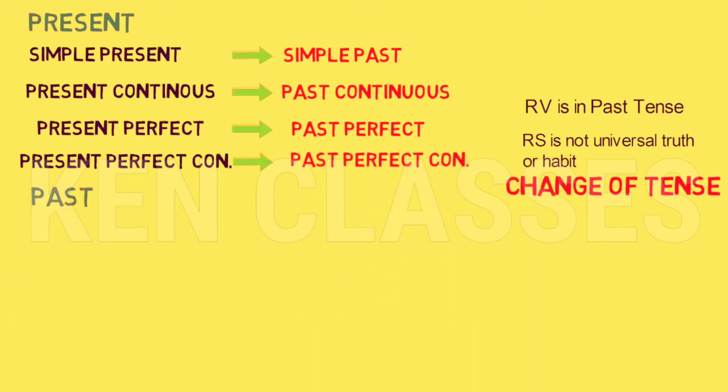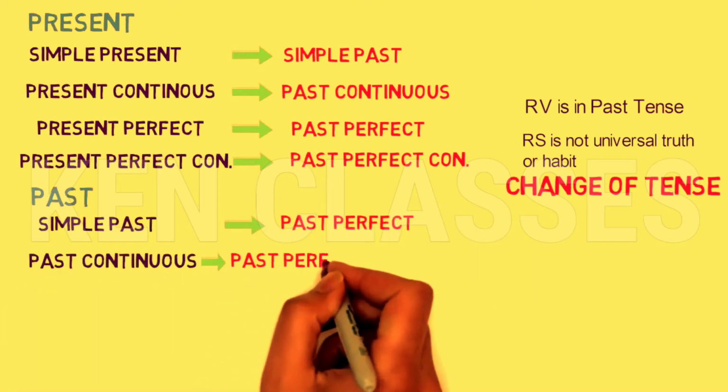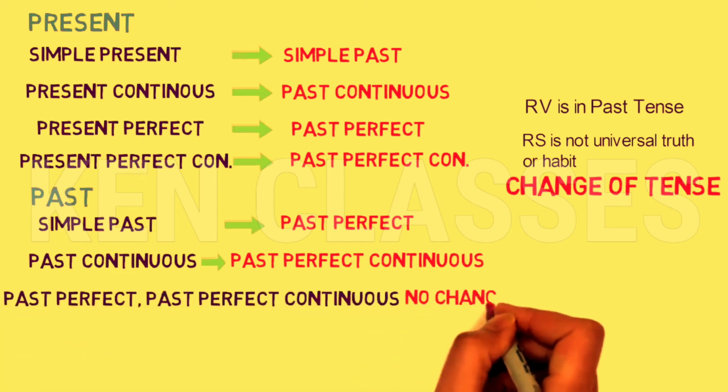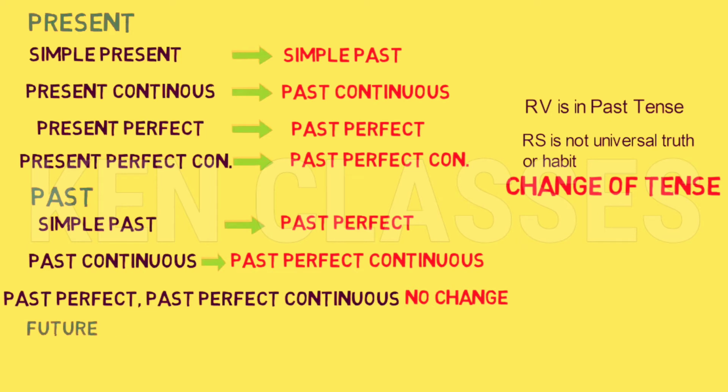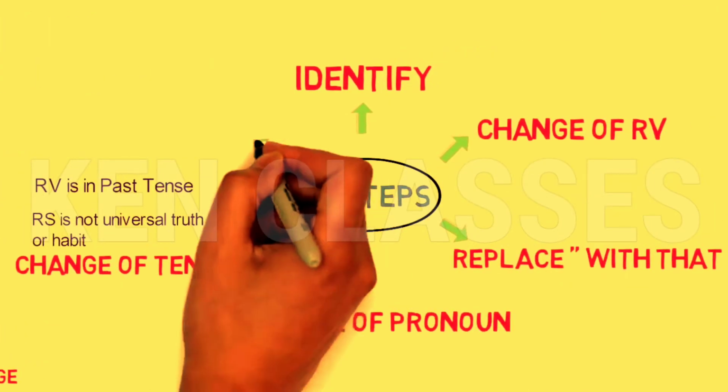For past tenses, simple past will be converted to past perfect. Past continuous will be converted to past perfect continuous. Past perfect and past perfect continuous won't change. And for future tenses, will or shall used in the sentences will be replaced by would or should. And for the modal verbs can or may in the sentence, it will be converted to could or might. So these are the changes in the tenses which will occur.